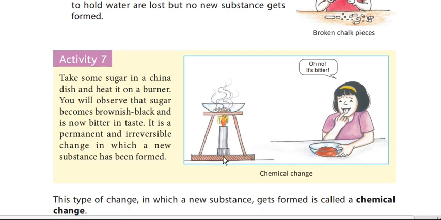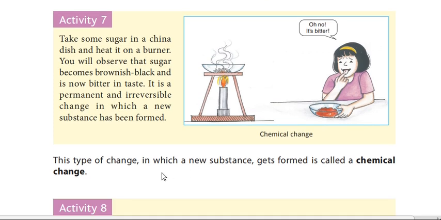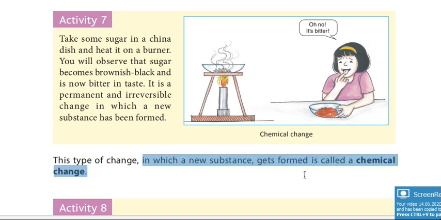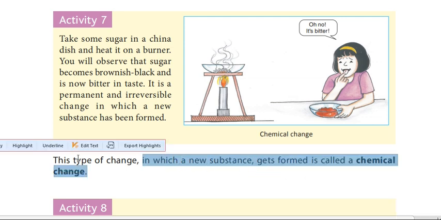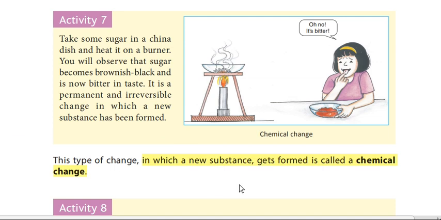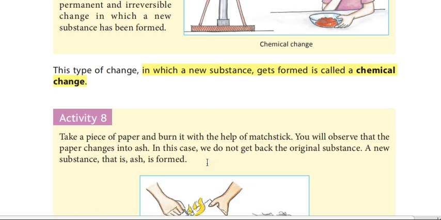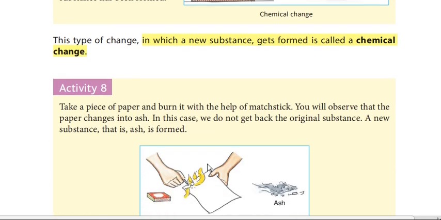So chemical change is that in which a new substance gets formed. Here, a new substance is formed. Since a new substance is formed here, it is a chemical change, because the color of the sugar particles is changed and the taste is changed. Okay, see some more activity.